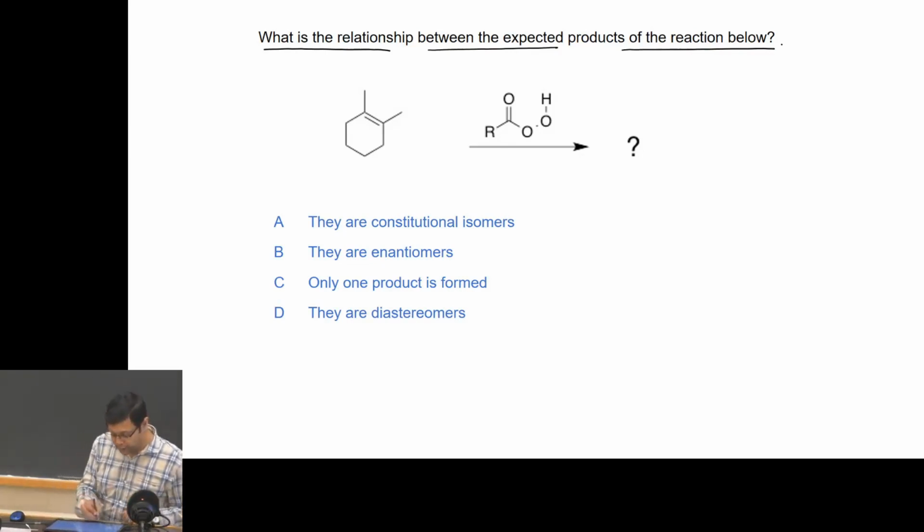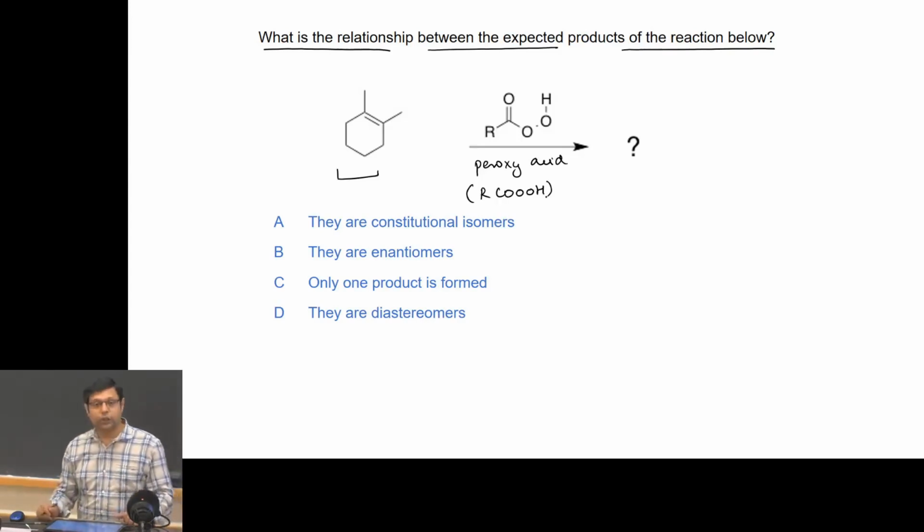As you can see, it is a reaction of an alkene with a peroxy acid. Peroxy acids have the general formula RCOOOH. So this is an epoxidation reaction. It's going to result in the formation of an epoxide. So let's draw the product. Draw the ring as it is.